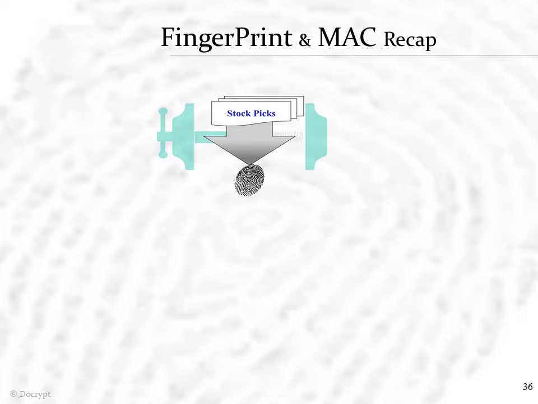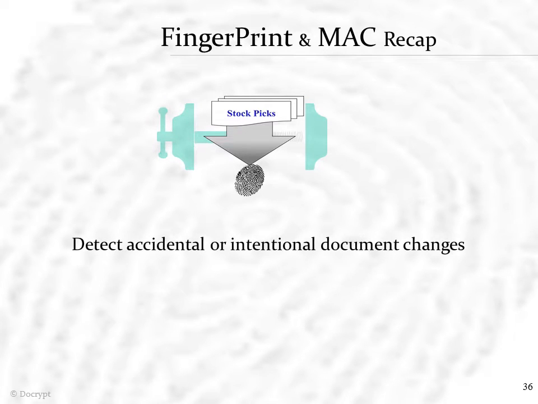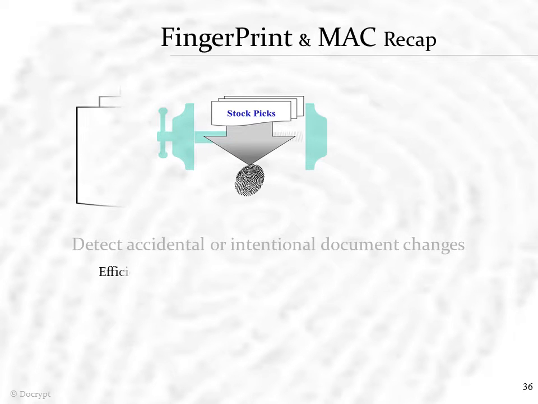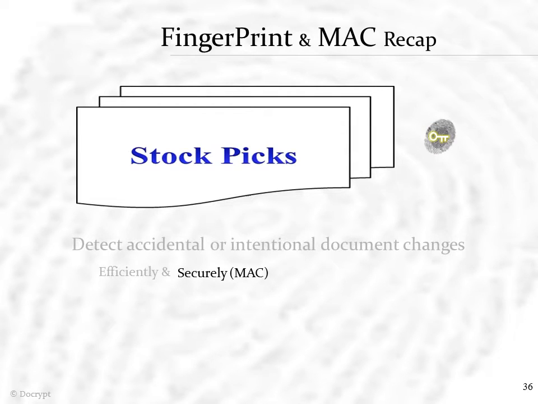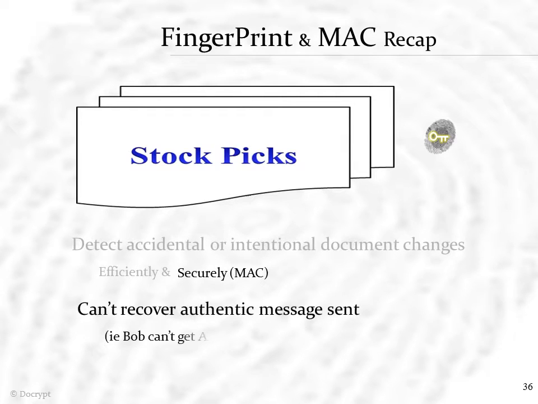Fingerprints in Macs are used to detect accidental or intentional document changes. They identify forgeries. Efficiency comes from using a small fingerprint as a proxy for a large document. Security comes from enhancing the fingerprint with a secret key. But we should note that if the message has been corrupted, neither fingerprints nor Macs can recover the actual message sent, but they will identify any attempted forgery. That's quite a big gain.